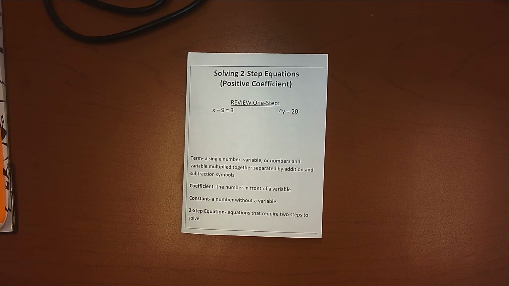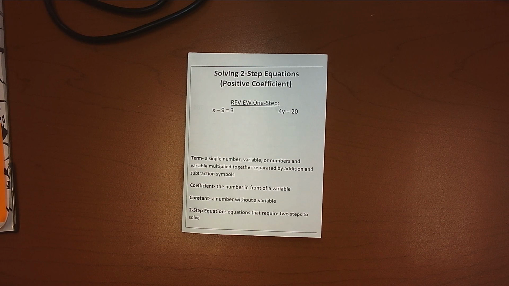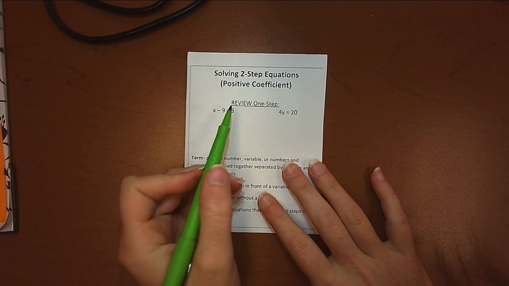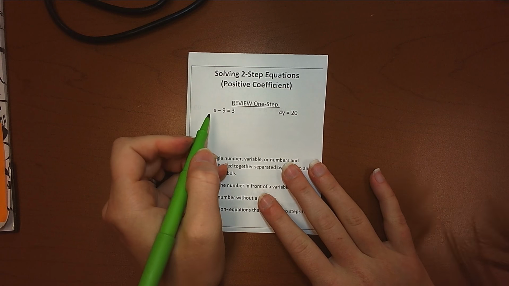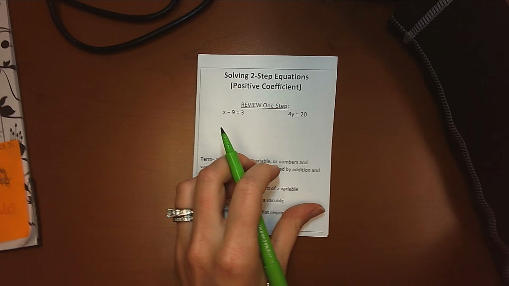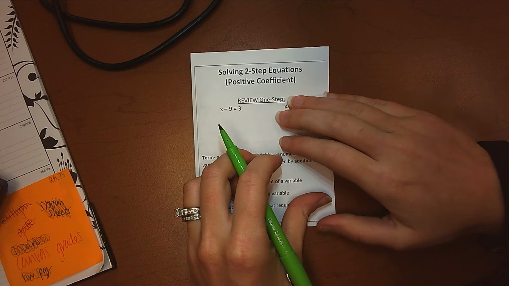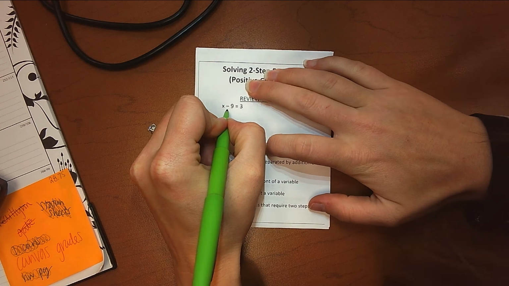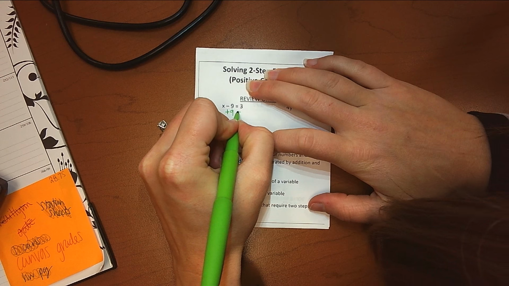Okay, so today we are going to be working on solving two-step equations with a positive coefficient. So I'm going to just do a quick review of one step. Remember that when we see subtraction, we want to use the inverse operation. And the inverse operation for us is to add. So the opposite of subtracting 9 is adding 9.